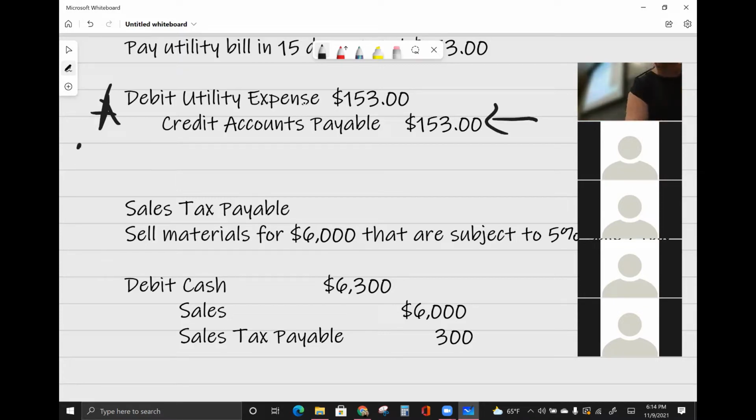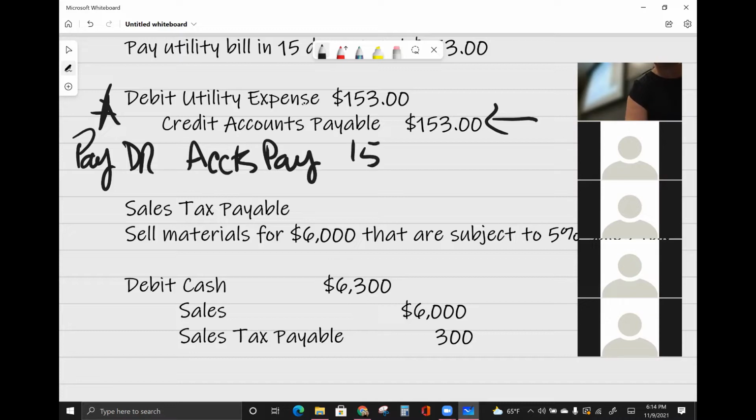So when we pay, we'll have a debit to accounts payable for the $153. And what are we cutting? A cash check, or we're doing an ACH online? Something's going to happen where cash is going to be pulled out of my checking account. So I'm going to do cash, $153. So that's what happens when I pay it.